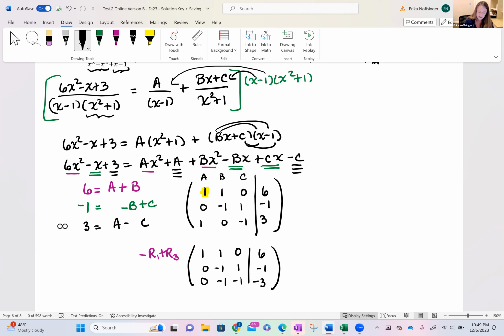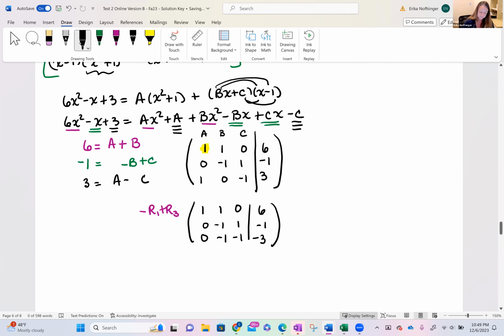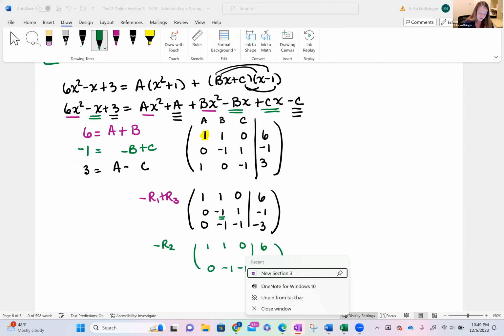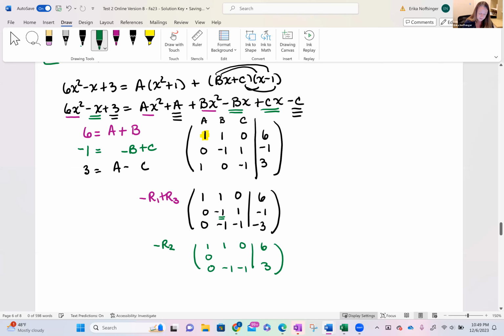So now I'm going to go into changing the second column. In the second column, I want this entry of negative 1 to be a 1. So I can look at negative row 2. That would keep all my other entries the same in the first row and the third row. I'm just changing row 2, multiplying that through by negative 1. I have negative 1 times 0 is 0, negative 1 times negative 1 is 1, negative 1 times 1 is negative 1, and negative 1 times negative 1 is 1.